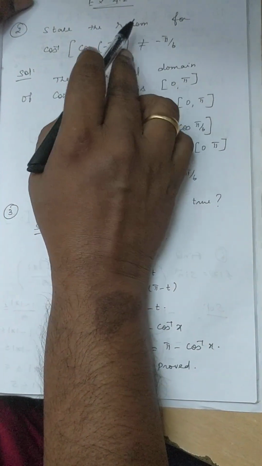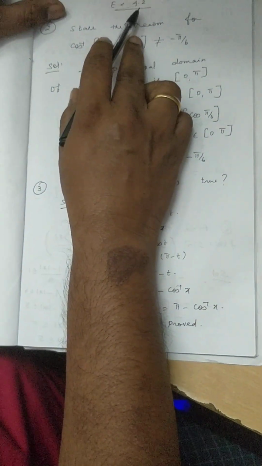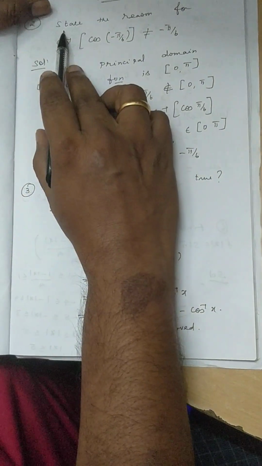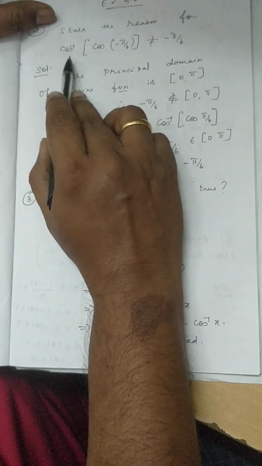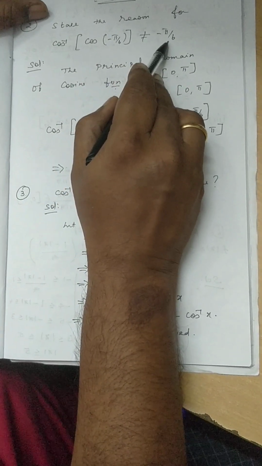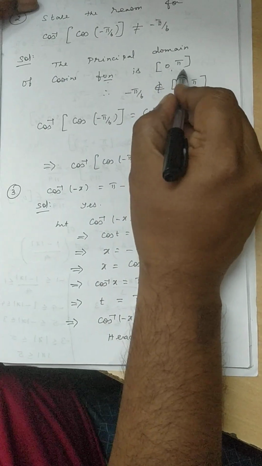The online class 12th maths continuation, part 2, exercise 4.2, cos inverse curve. The second one: state the reason for cos inverse of cos of minus pi by 6 not equal to minus pi by 6, because the principal domain is 0 to pi.